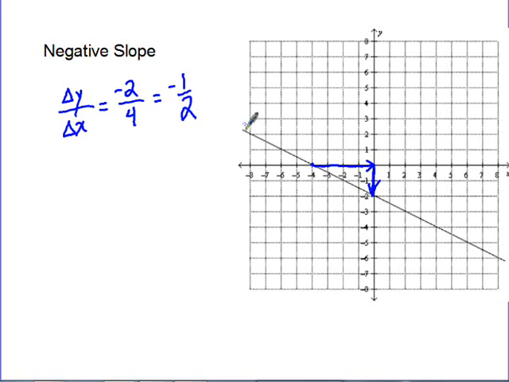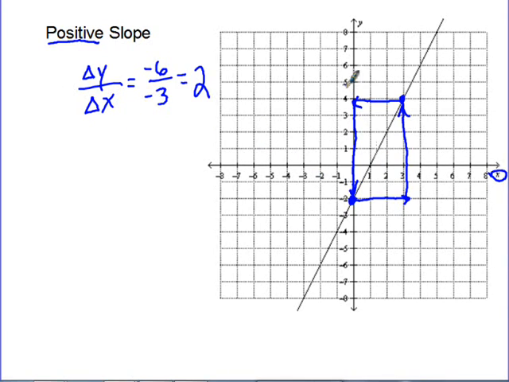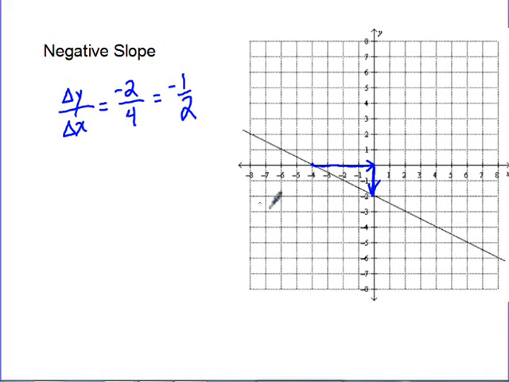So in this instance, our slope would be negative 1/2. But notice that reading from left to right, when it's a negative slope, the line appears to be going down. Going back to our positive slope, reading from left to right, our line appears to be going up. So a positive slope goes up from left to right, a negative slope goes down from left to right.